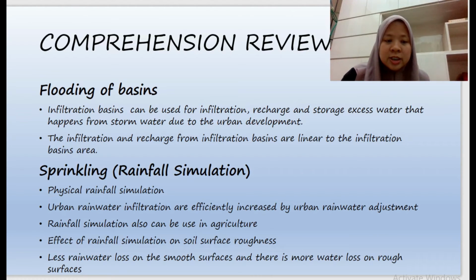Sprinkling or rainfall simulation. There is research about physical rainfall simulation, and from the research they found that urban rainwater infiltration is efficiently increased by urban rainwater adjustment. Rainfall simulation can also be used in agriculture, but there is an effect of rainfall simulation on soil surface roughness. There is less rainwater loss on a smooth surface, and more water loss on a rough surface. That is the effect.